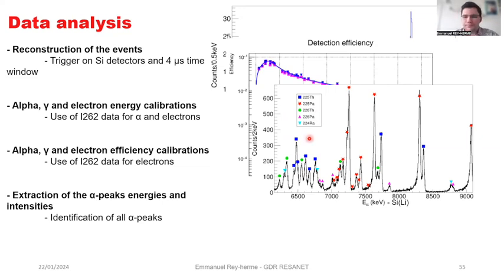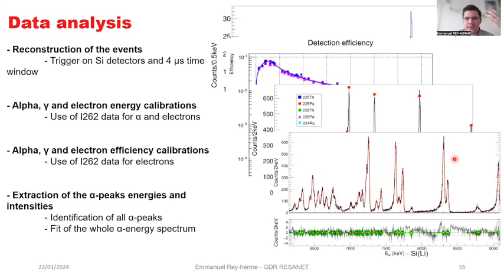So all of the peaks in the spectrum are identified and then fitted with deformed Gaussians. And with that, we managed to fit the whole spectrum at once without using any background, only using deformed Gaussians for each peak.